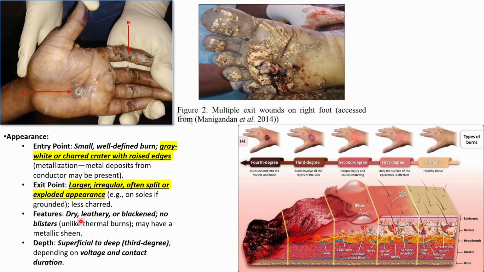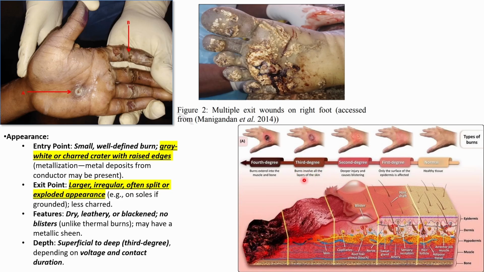Then coming to the features, it is dry, leathery or blackened. No blisters are formed. Blisters are formed in burning injury, like thermal burns. As you can see here, this is the normal tissue. First degree burn, there are no blisters, but in second degree burn, there are some blisters. As you increase the degree of the burns, it enters into deeper layers. So fourth degree enters until the bones and muscles. Bones and muscles also get burnt here.